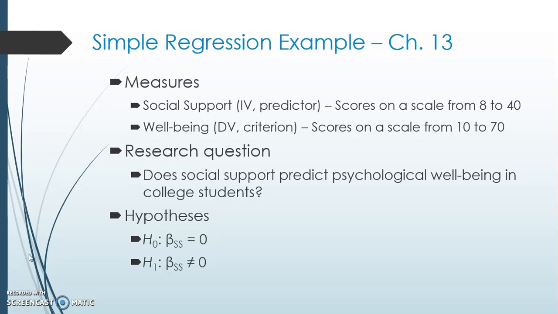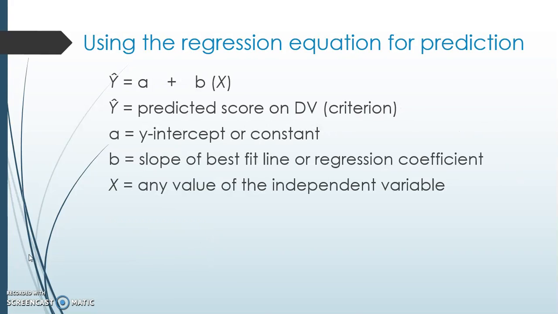Lastly, let's remember how we can use the regression equation for prediction. Recall that we have this basic equation for the line of best fit, where y hat is the predicted score on the criterion variable, and it is equal to the y-intercept, which in the SPSS output is called a constant, added to the slope of the best fit line, or our regression coefficient, times x, which is our value on the independent variable.